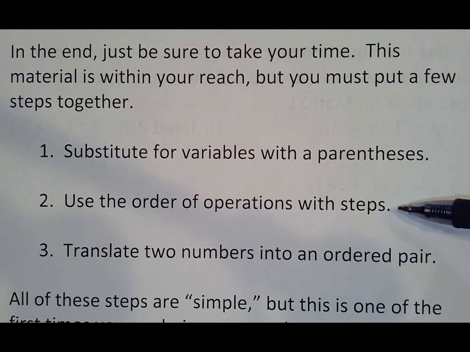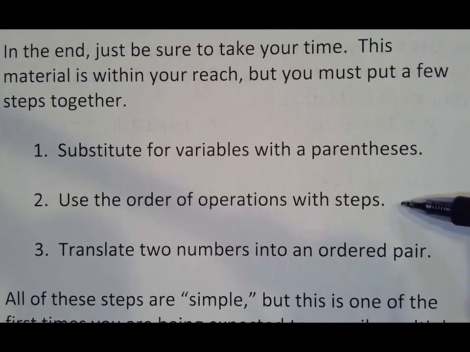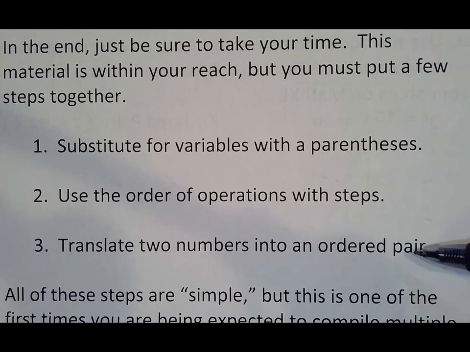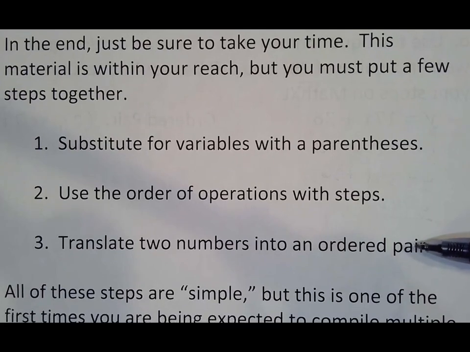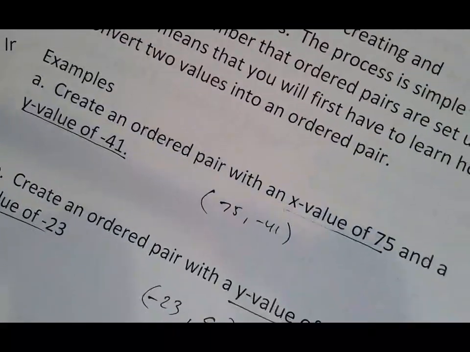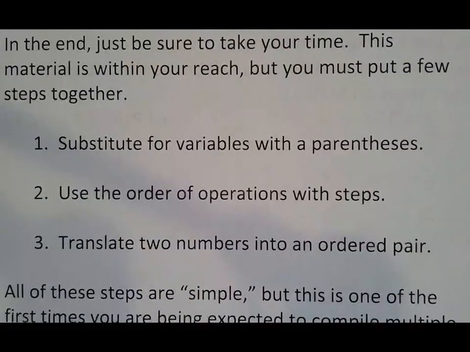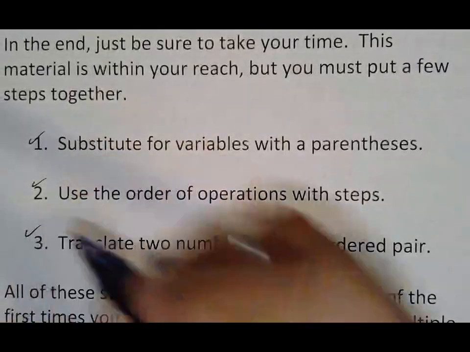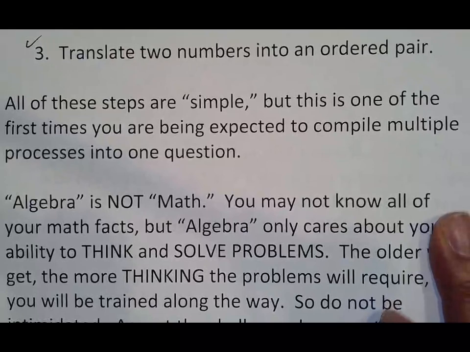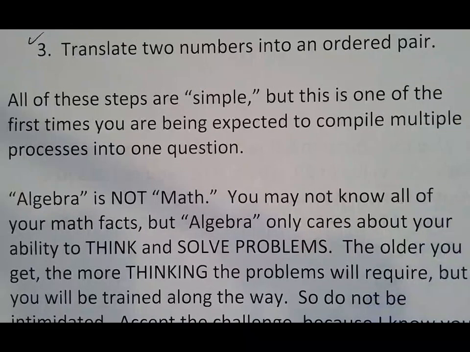You're going to use the order of operations with steps. I think we did that also when we were doing order of operations with chapter 1 and chapter 5. You're also going to translate two numbers into an ordered pair. That you did on the beginning of this sheet that we looked at, where we took these questions here with the x value and y value given to us. So pretty much everything that's here, you know how to do it. So all these steps are simple, but again, it's just one of the first times you're being expected to compile or put together multiple processes into one question.